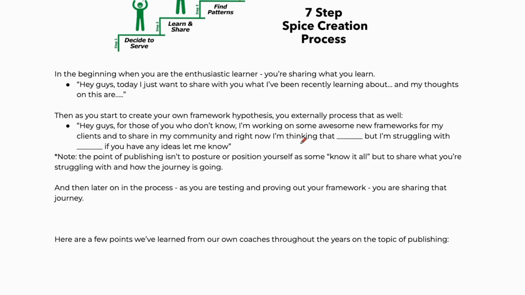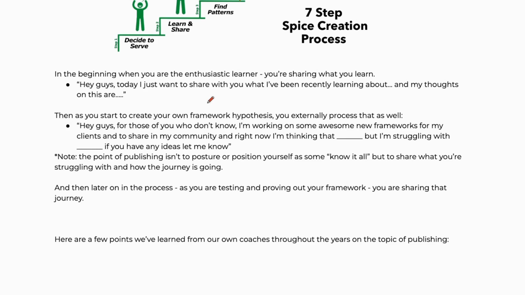And right now I'm thinking that my framework is probably going to be something around like this, right? But I'm struggling with something like this, right? And so it's really not about publishing as posturing yourself as, hey, I'm a know-it-all, and I have an ego, and all this kind of stuff. No, it's all about sharing and being authentic and being vulnerable about what you're struggling with and how the journey is going, right? And then later on, as you get through the process and you're testing and proving out your frameworks, you're sharing that in your journey as well.